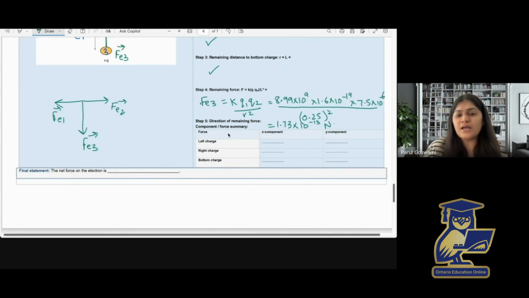Here we cannot write the force summary because there was no angled force, so this is not required here. The net force is just 1.73 times 10 raised to the power negative 13 newtons. And what is the direction? South.